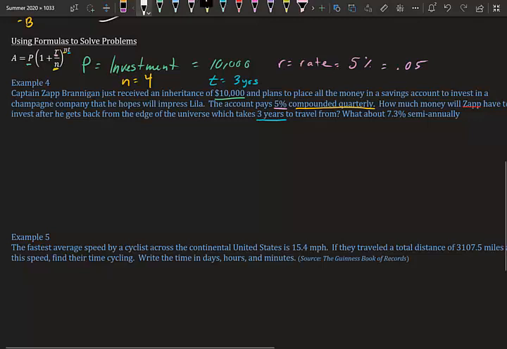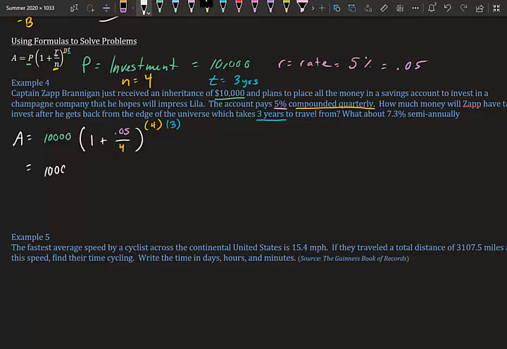So we have A equals P, which is 10,000, times 1 plus R. So R is 0.05 over N, which is 4, to the power of NT. So 4 times T, which is 3. You are going to need a calculator for this. So we're going to take it step by step with your calculator. I'm not going to show you, but I know you can do it.